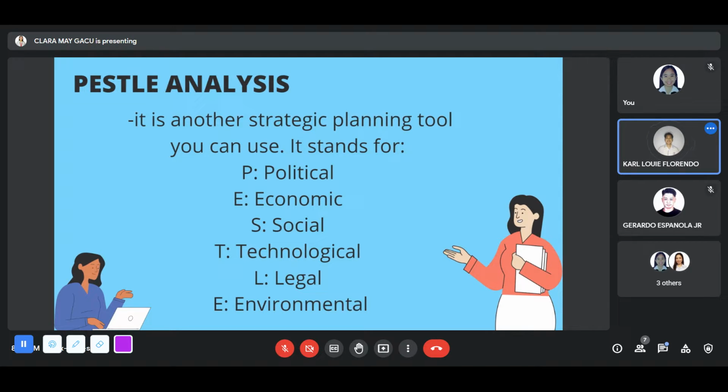So PESTEL stands for P, political. This determines the extent to which government and government policy may impact on an organization or specific industry. And this would include political policy and stability, as well as trade, fiscal, and taxation policies.